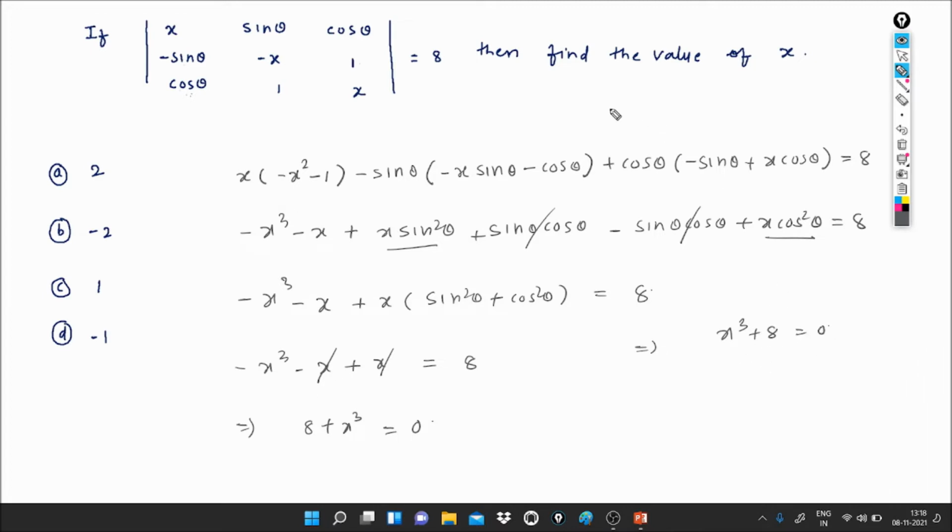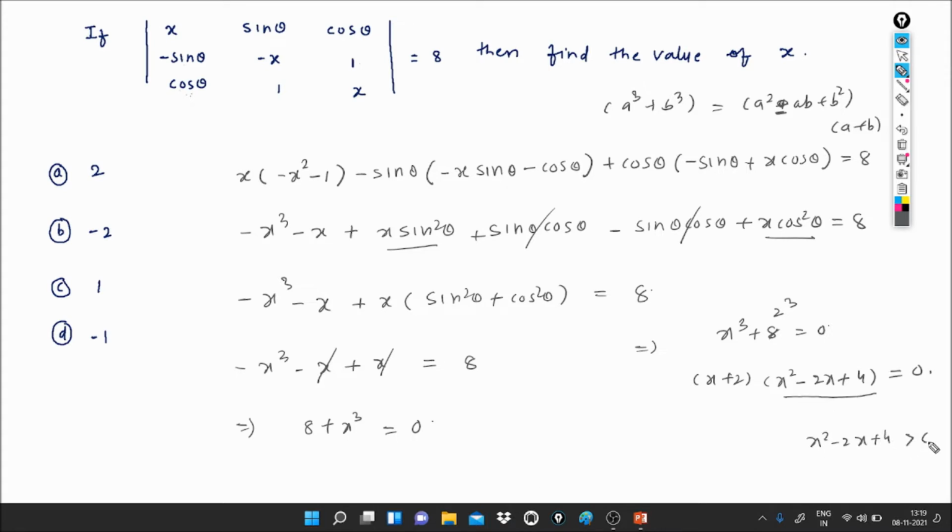So let us factorize this using a cube plus b cube is equal to a plus b into a square minus ab plus b square. Here x cube plus 8, 8 can be written as 2 cube. So x plus 2 into x square minus 2x plus 4 is equal to 0. x square minus 2x plus 4 is greater than 0. This implies x plus 2 is equal to 0. So this implies x is equal to minus 2.